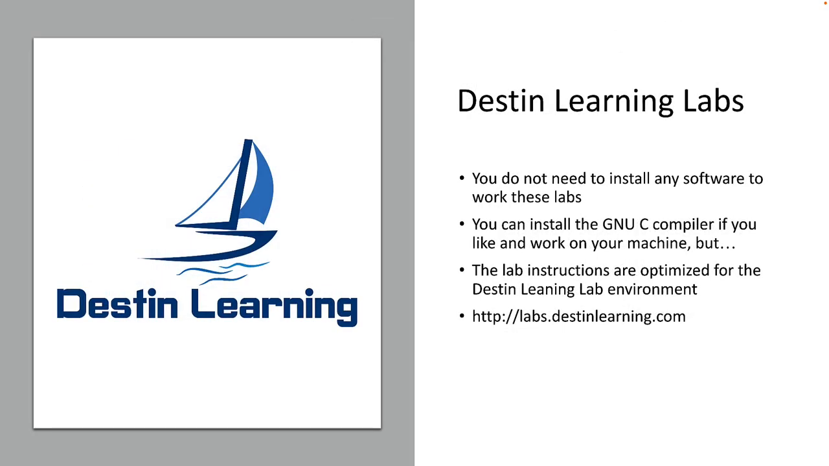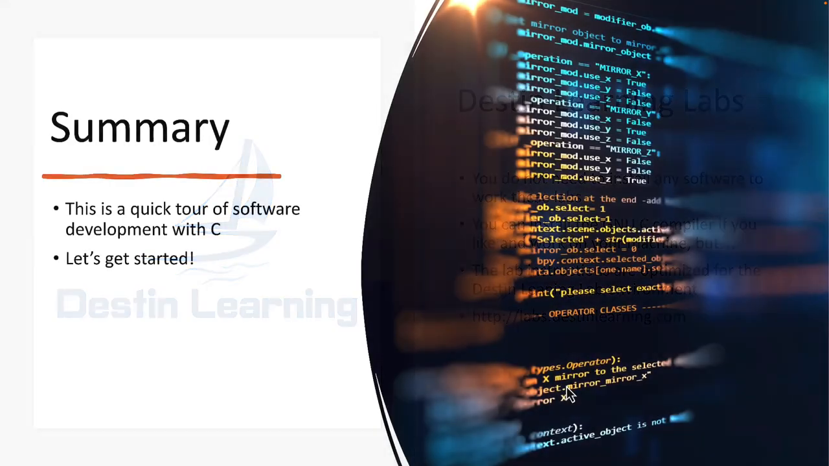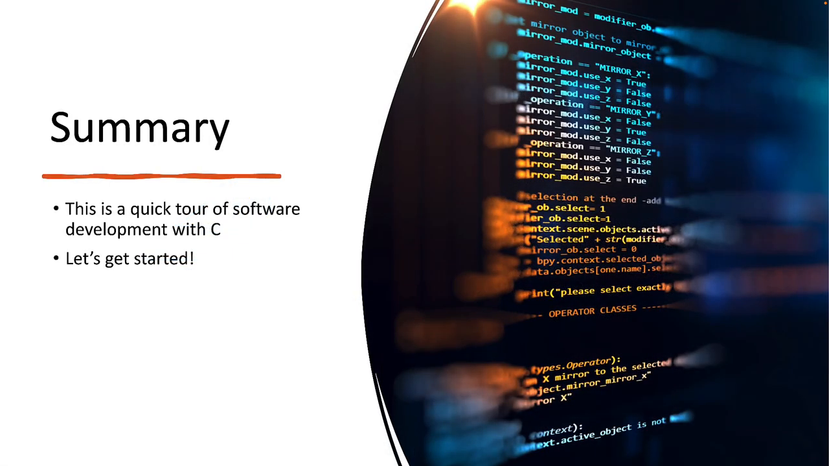So I mentioned the Destin Learning Lab environment. You don't need to install any software to work these labs. You can do everything through the website. You can install the GNU C compiler on your own machine and work on it, but the lab instructions are optimized for the lab environment. So you can go to the lab environment at labs.destinlearning.com, and I'll have detailed instructions for each lab that you'll be working in this module when you get to them. In summary, in this module, we're going to have a quick tour of software development with C. So let's go ahead and get started, and I'll see you in the next lesson.